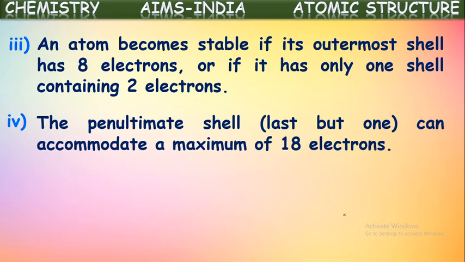So the penultimate shell can accommodate a maximum of 18 electrons. What is the penultimate shell here? We are telling that the last shell is called the outermost shell. Outermost shell means the last shell of an atom. The one next to the outermost shell is called the last but one. The last but one shell of an atom is called the penultimate shell. So the penultimate shell of an atom can accommodate a maximum of 18 electrons, even though its capacity might be more. Okay.